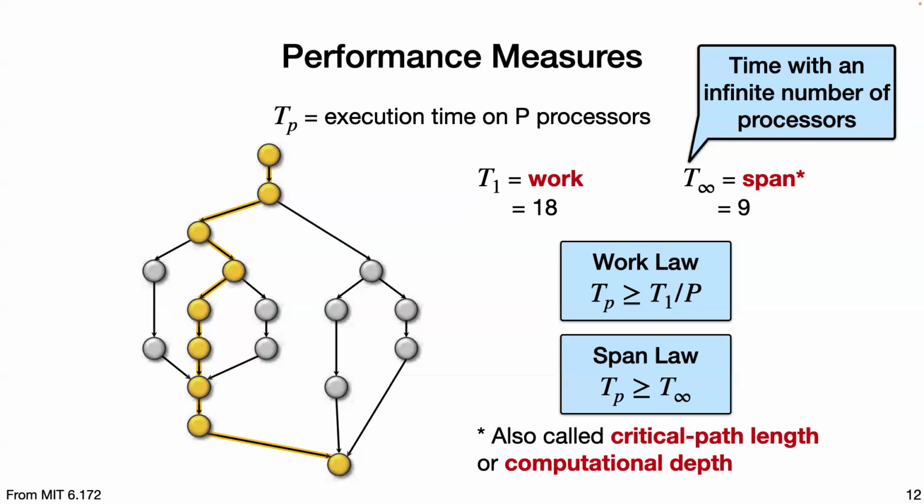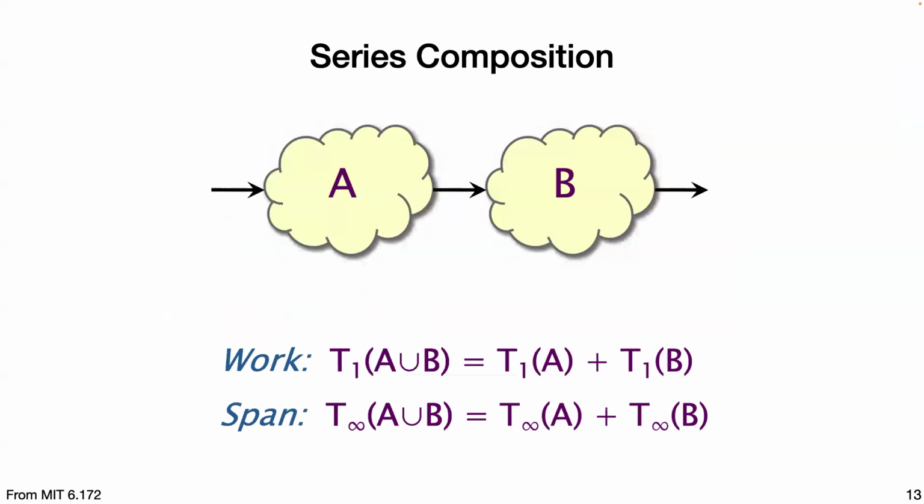Does that answer your question? Okay. So there's a couple of expressions that we can give about the work and the span. Say we have these two functions, a and b, proceeding in series. The work of them together is the work of both summed up, and the span of them together is the span of them summed up, because they have to proceed in serial.